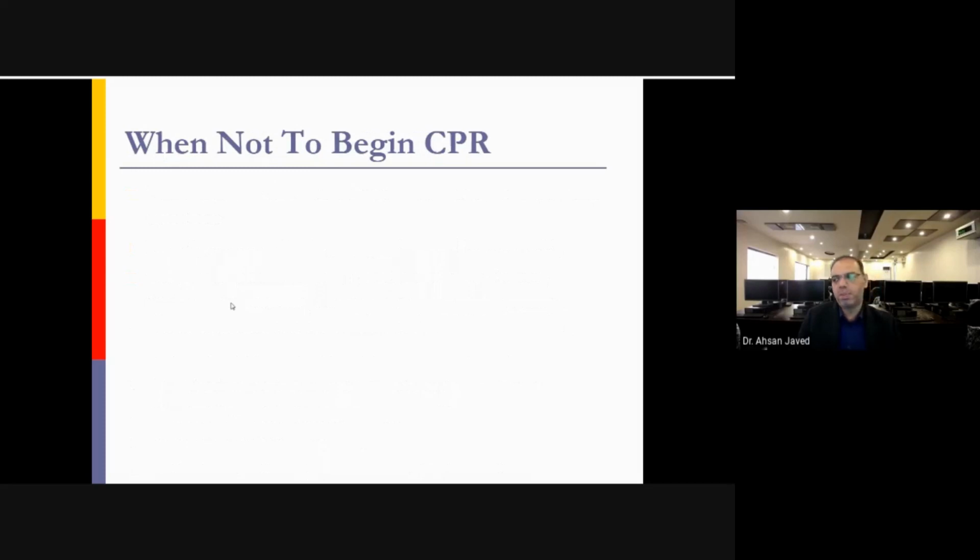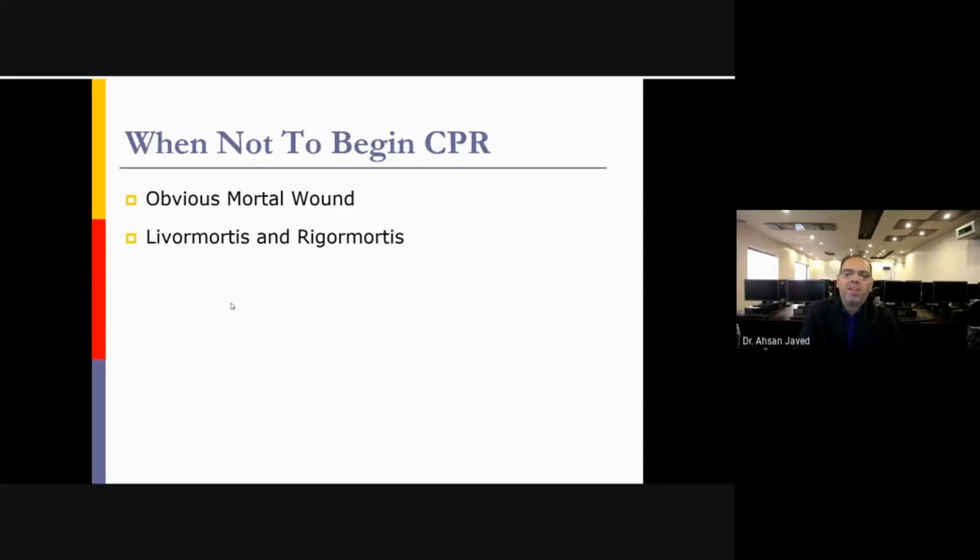When not to begin CPR: you reach the site, the person is unconscious, there is nobody to tell you what happened, or if a certain time has passed, you will not start CPR. Obvious mortal wound: a massive bullet injury which has busted the brain, or a severe abdominal injury where the organs are protruding out and there is massive bleeding. The life of that person cannot be saved because the bleeding cannot be stopped, so you will not start CPR.